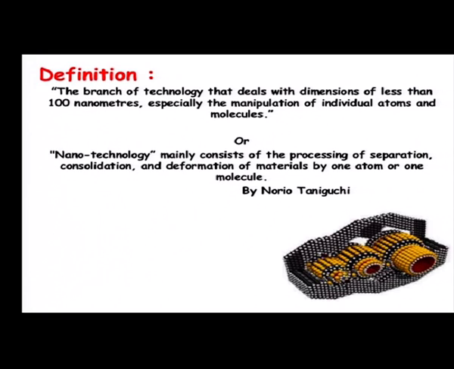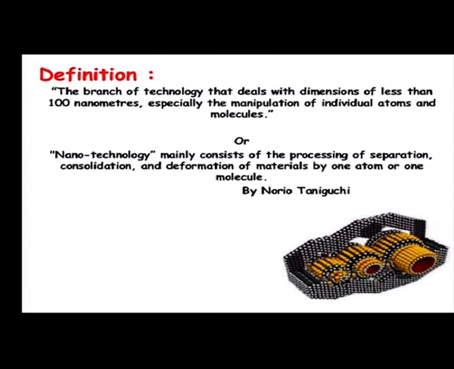So, what do you mean by nanotechnology? As per the definition, nanotechnology is the branch of technology that deals with dimensions of less than 100 nanometers. In recent years, nanotechnology has become one of the forefront subjects in the fields of physics, chemistry, engineering and biology. In other words, nanotechnology is an interdisciplinary subject that deals with dimensions of less than 100 nanometers. So, what do you mean by a dimension of less than 100 nanometers?